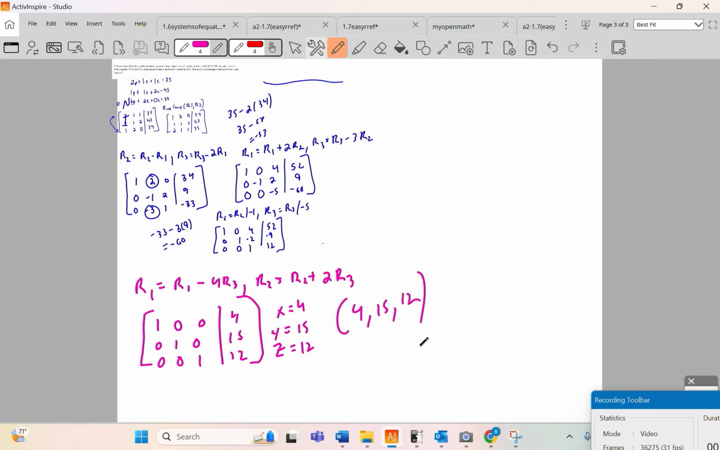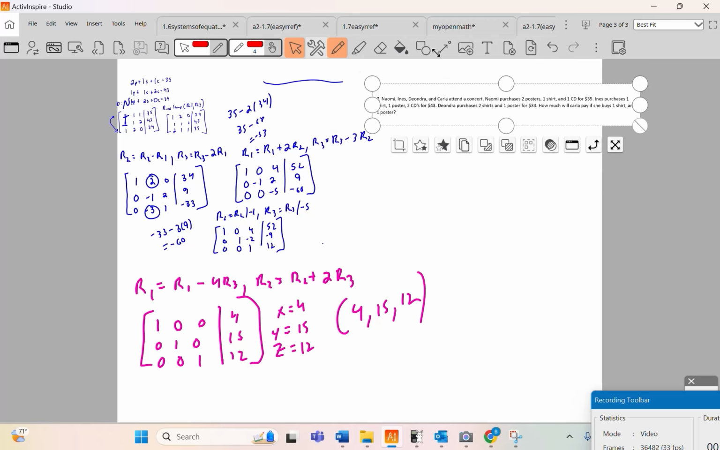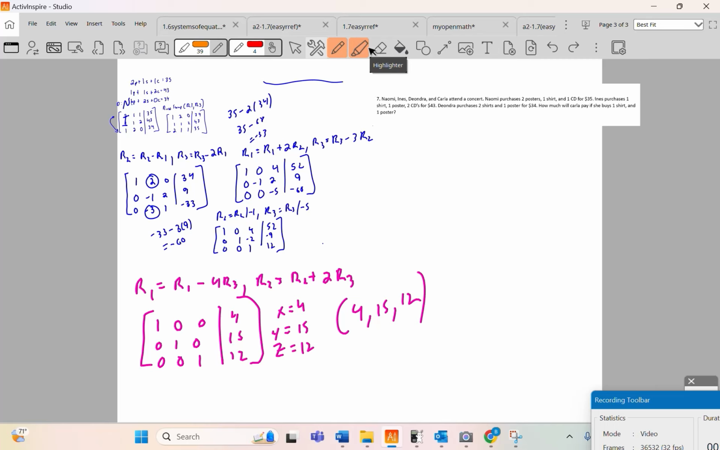Now, what was the original question? Because boy, it got small. Carla is buying one shirt, and this was shirts, posters. Nope, this was posters. This was shirts. This was CDs. Carla is buying one shirt and one poster. So she's doing one shirt at 15, one poster at 4, which is $19. She's the cheap one.